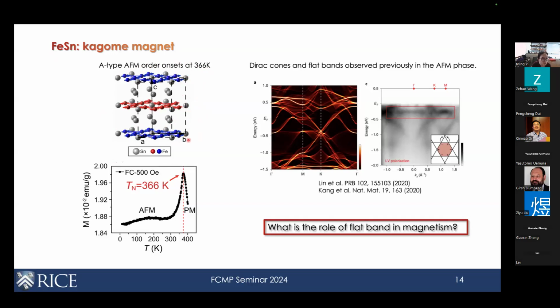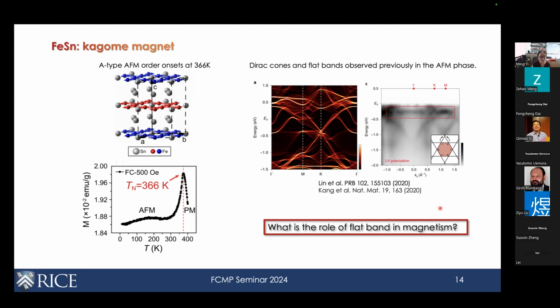And this is the only order that is known in this compound, which makes it maybe a very nice system for looking into the nature of the magnetic order for this Kagome system. So in bulk single crystal form, this is the transition temperature. And there's been a lot of studies, more than one, on the ARPES aspect of what the bands are for single crystals.